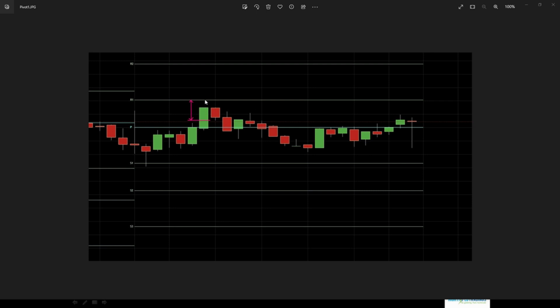So the gap between your entry and the next resistance level when you are initiating a buy trade is very important. I hope you are getting the point. Just to make sure that you are getting the point, let me explain it again. Let's take the example of R1 and R2 here. Let's say a candlestick is going up.